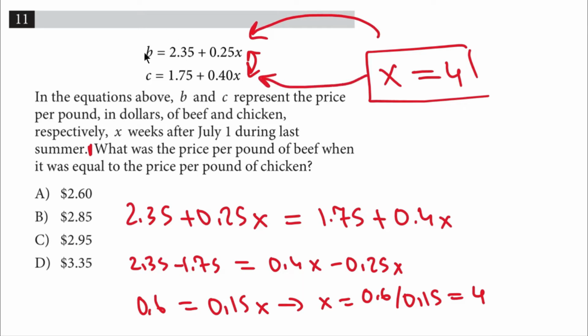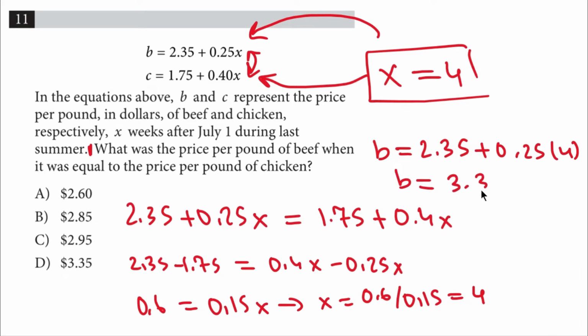Either the top one or the bottom one, all right? Let me plug it into the top one. B, the price of beef when it was equal to the price of chicken, is equal to 2.35 plus 0.35 times 4. I plugged in 4 instead of x. Now B is equal to 2.35 plus 1, which is 3.35. So that is the price of your beef, and that is the same as the price of chicken. Therefore, D is the correct answer.